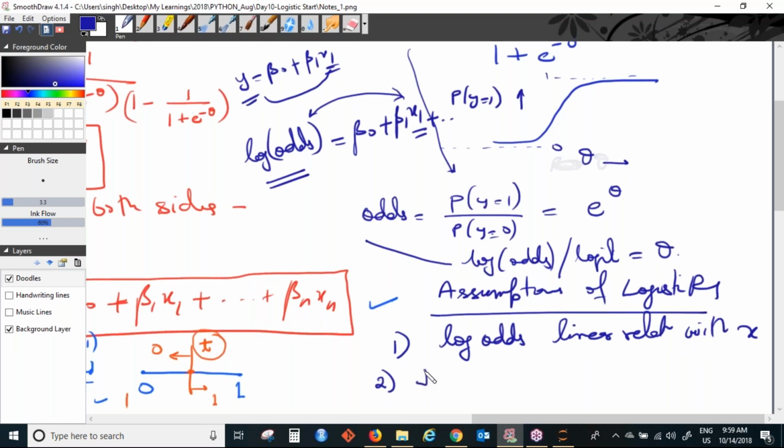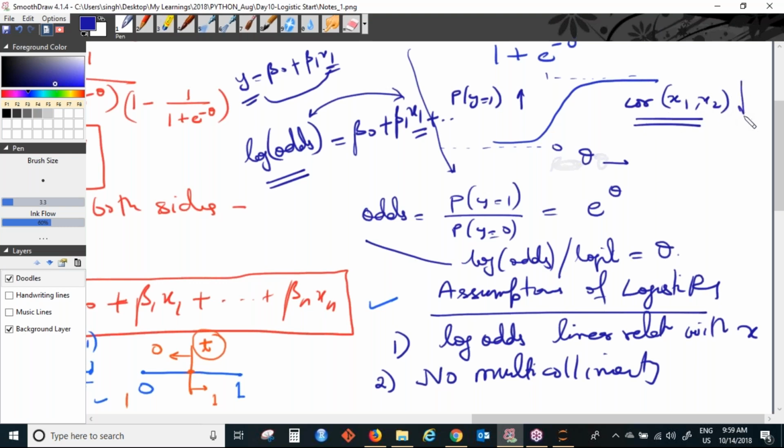And second assumption is there should not be any multicollinearity. This is same as linear. There should not be any multicollinearity in data. That means even here you will have to check that the correlation between x1 and x2 is not high. The correlation between x1 and x2 should not be high even in logistic regression. Okay, it should be low. It should be low for logistic regression also.